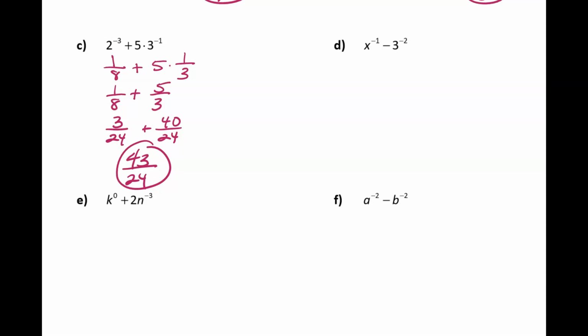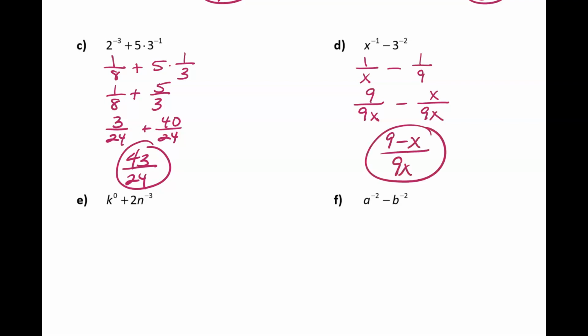And in D, we have x to the negative 1 minus 3 raised to the negative 2. So x to the negative 1 is 1 over x to the positive 1, just 1 over x. 3 raised to the negative 2 is 1 over 3 squared, or 1/9. Now we're going to want to subtract, and we need a common denominator. So that common denominator is going to be 9x. That means the numerator of the first fraction needed to have been multiplied by 9, and the numerator of the second fraction by x. Now we subtract those numerators and keep that denominator, and there's our final answer.